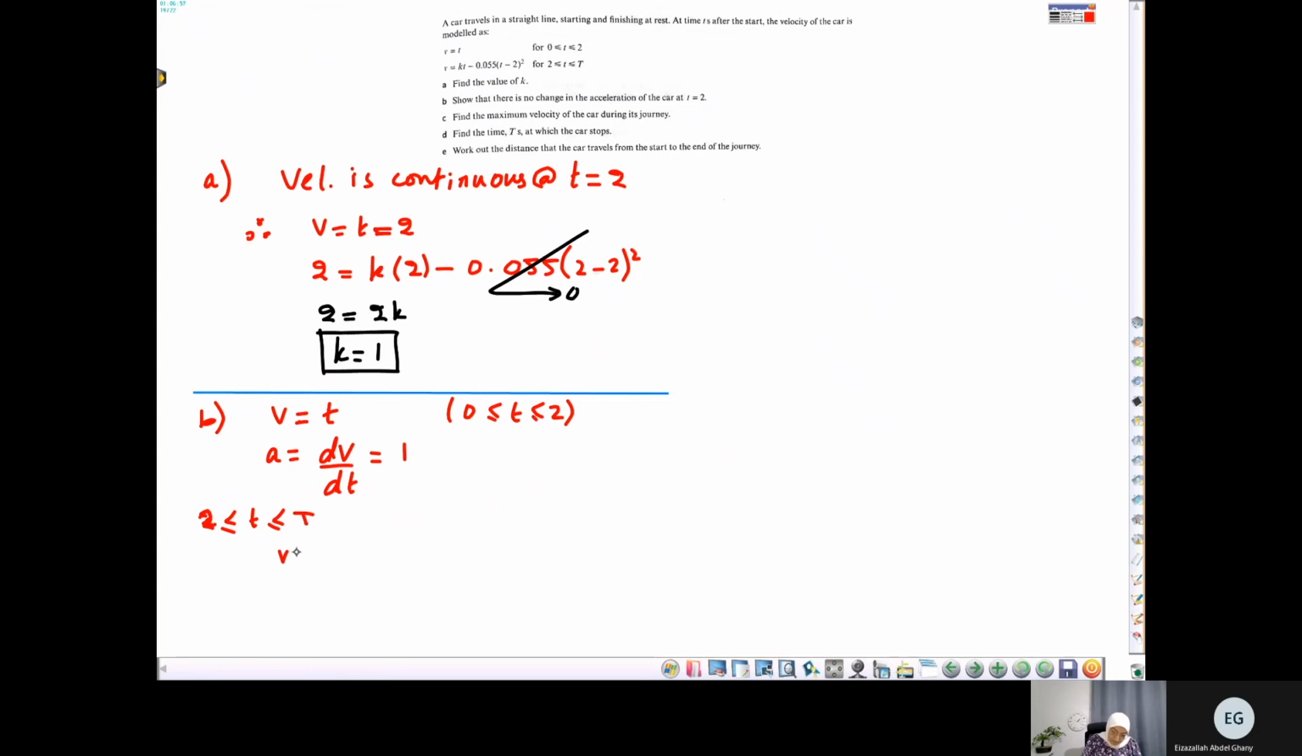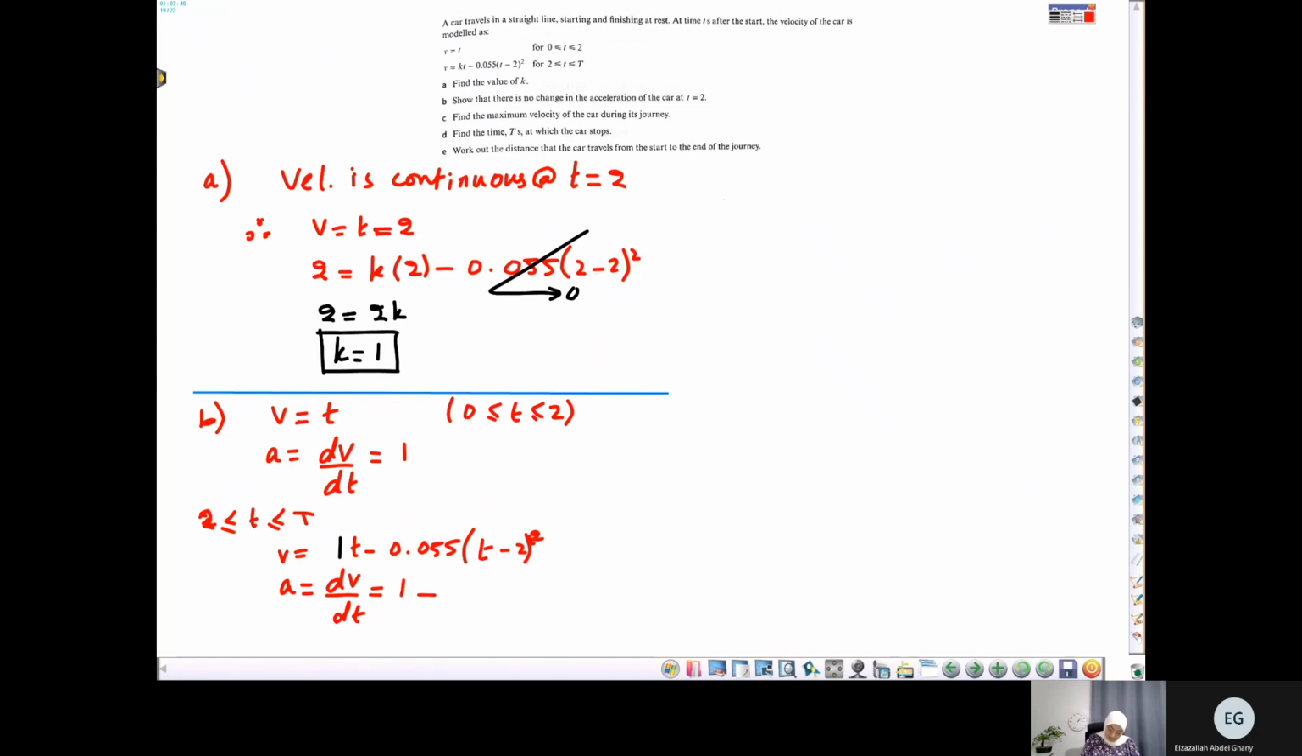Remember that v equals kt minus 0.055 t minus 2 the whole squared. So here acceleration is dv by dt. Kt, it is 1t. I can remove this k and put a 1 because we got it before. So the derivative of 1t is 1 minus.